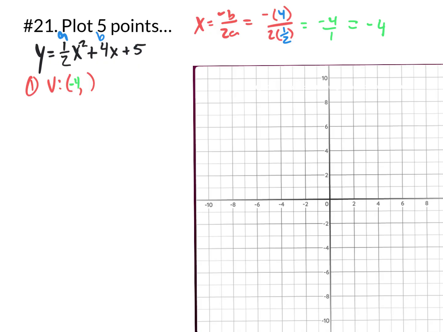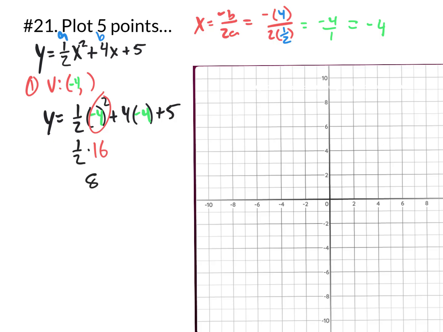And to find a y value, you plug in the negative 4. So we're going to rewrite the equation: y equals 1/2 x squared plus 4x plus 5. And we're plugging in the negative 4 right there and right there. You could use a calculator, but negative 4 times negative 4 is positive 16. When you multiply that by 1/2, you get 8. When you do 4 times negative 4, you get negative 16. Then you bring down the plus 5. So 8 take away 16 is negative 8, and negative 8 plus 5 is negative 3.